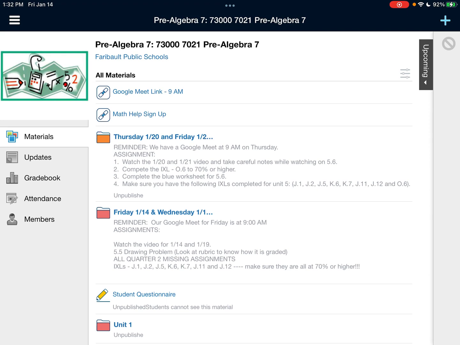Just a reminder, this is the second to last lesson of Unit 5, so we have one more after this lesson. We want to make sure that we are working hard on getting them all completed and not waiting until the last minute to finish your IXLs. Alright, so let's get started.